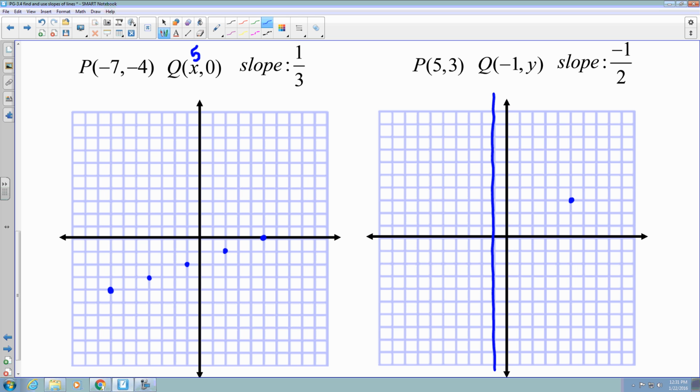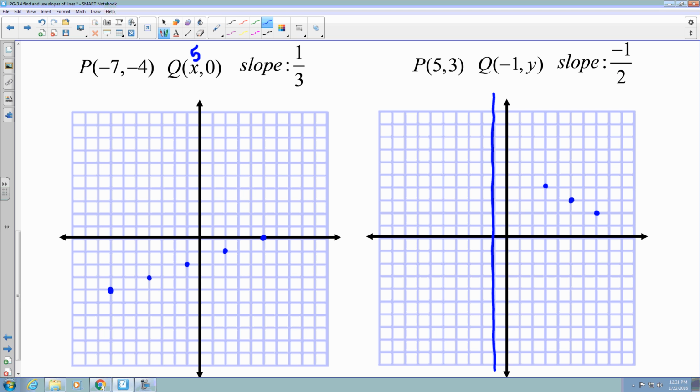So I have to find my slope, and I have to make a point that's along that blue line right there. So I go down 1 to the right 2. Well, that's not going to work. So it's just as easy to go up 1 to the left 2. That means the same thing.